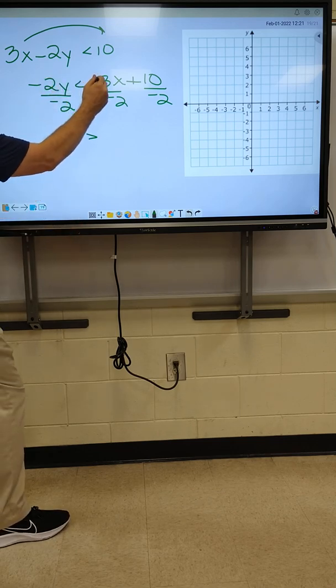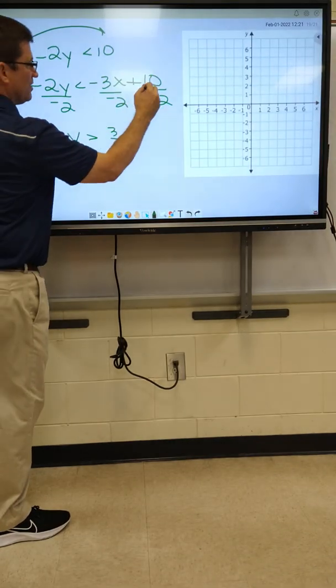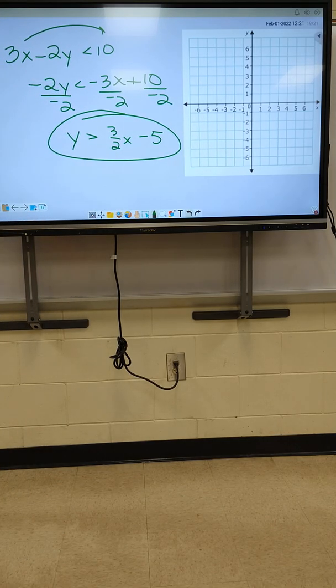All right, so look, what's a negative divided by a negative? Positive. So that's positive 3 over 2. 10 divided by -2 is -5. All right, write that down. Then I've got to show you one more thing.